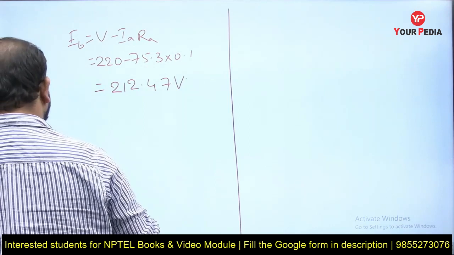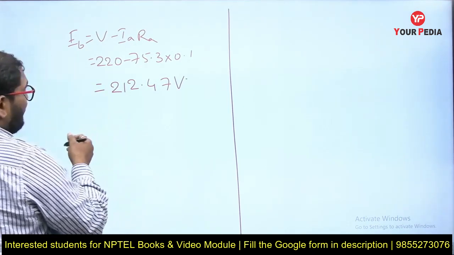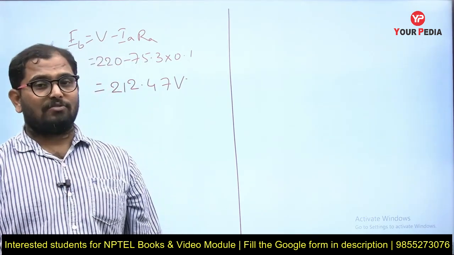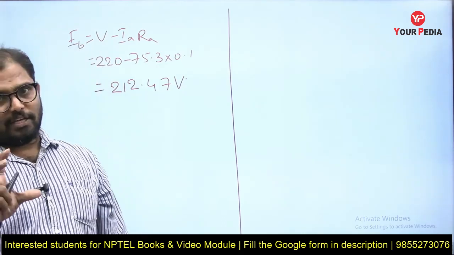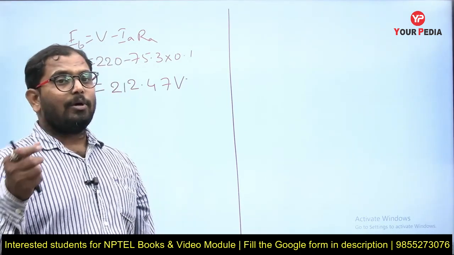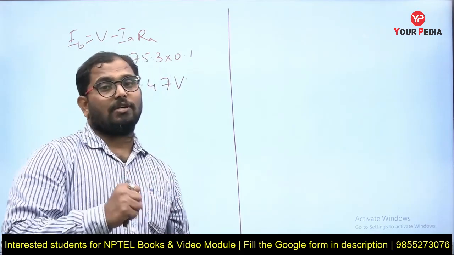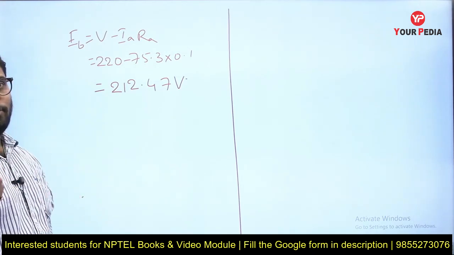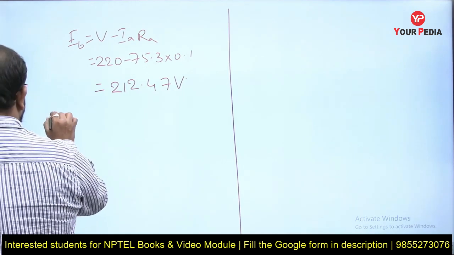Now what is the next thing he has given? He has connected a field rheostat, and that field rheostat varies from minimum value to maximum value. During that variation, what is the amount of speed variation? That is, how much maximum speed it can attain and how much minimum speed it can reach. We need to calculate both values, which will give you the range between minimum speed and maximum speed.